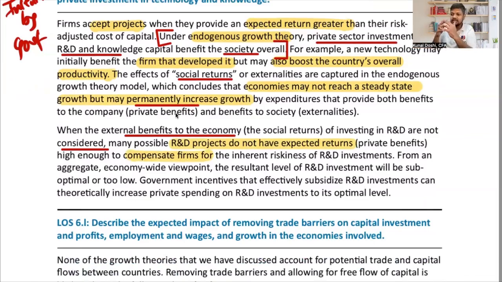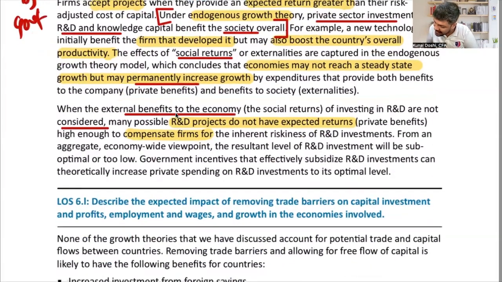When I'm doing R&D in some field like medicine or science or technology, right? They are not always commercially profitable, but they are done for the betterment of the entire nation or country overall. And therefore, the government is needed to step up here and boost it by providing some tax breaks or credit in the form of incentives, right? From an aggregate economy-wide point of view, the resultant level of R&D investment will be suboptimal or too low if there is no support from the government, and therefore the government needs to subsidize R&D so that the private sector can spend more on that and bring economic growth for the nation.